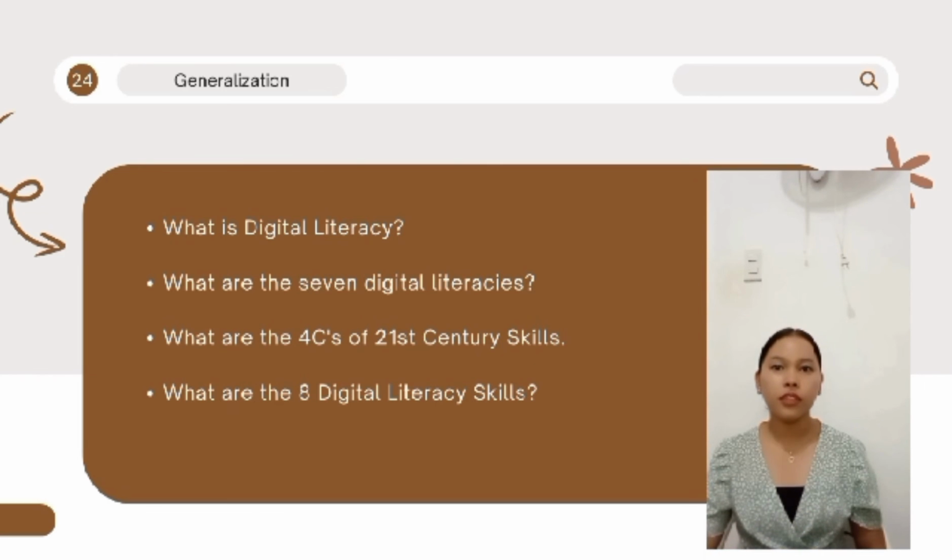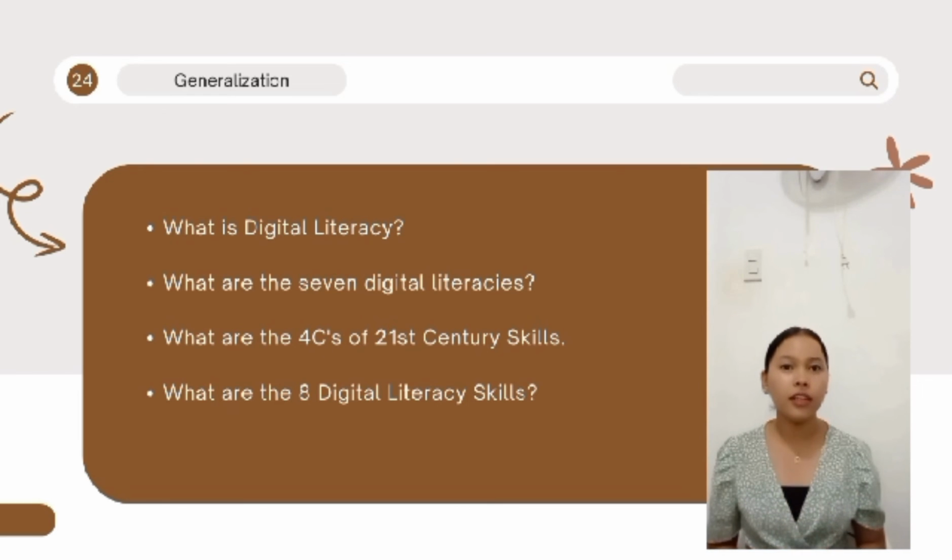So, if we have these 7 digital literacies, what are the 4 C's of 21st century skills? Very good. Our 4 C's of 21st century skills are critical thinking, creativity, communication, and collaboration.